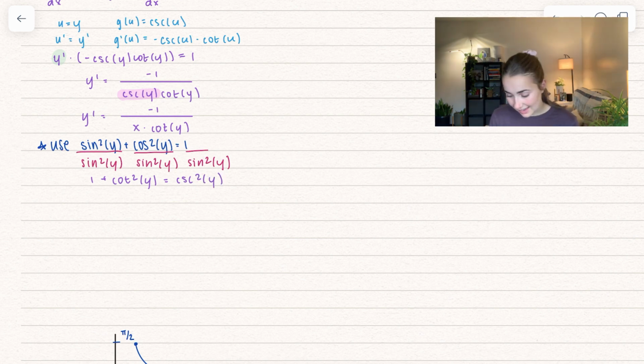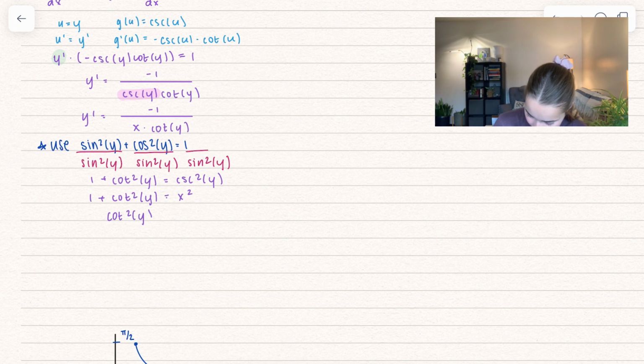And remember, cosecant of y is equal to x. So if I replace that, I get 1 plus cotangent squared y is equal to x squared. And so here, what I want to do is solve for cotangent. So I'm going to go ahead and do that. So now I have what cotangent is equal to, and I have it in terms of x. So I can go ahead and replace that in my derivative. So I get y prime is equal to negative 1, and all of this is over x times the square root of x squared minus 1.